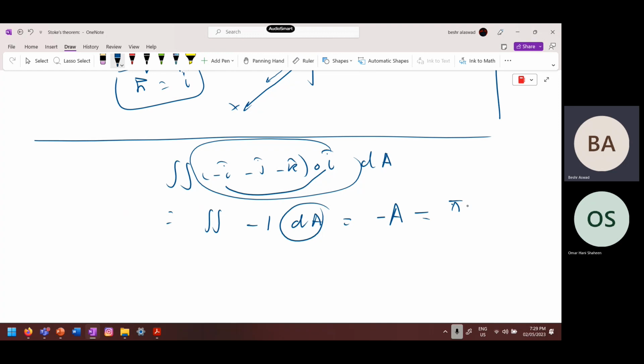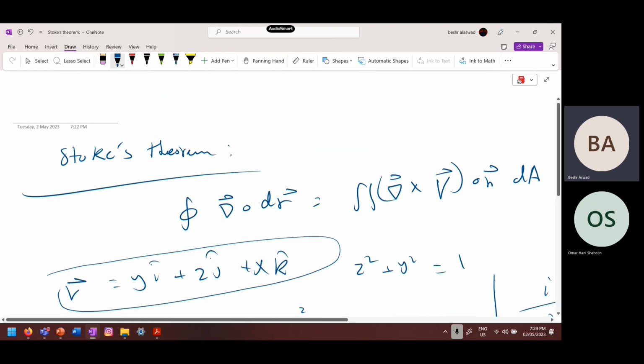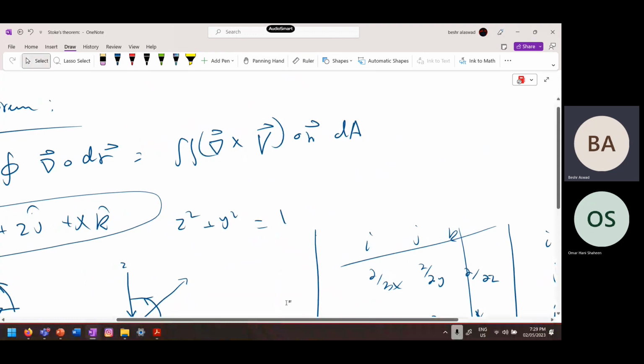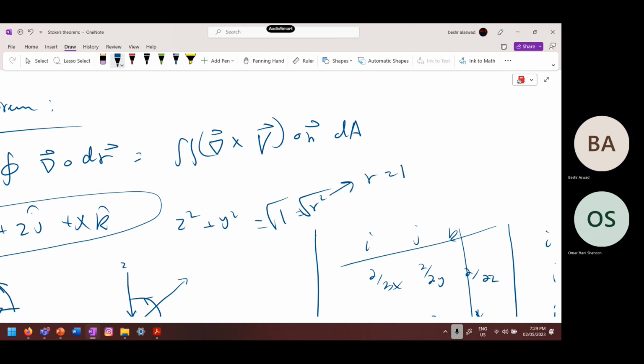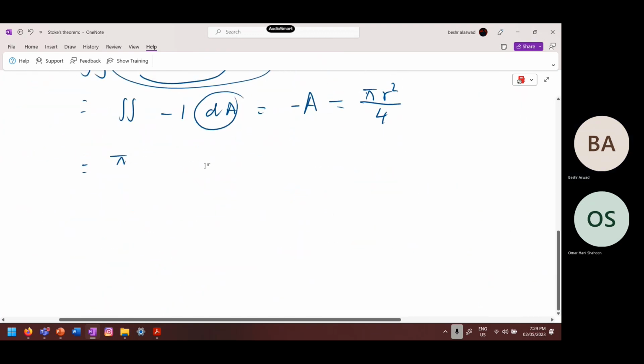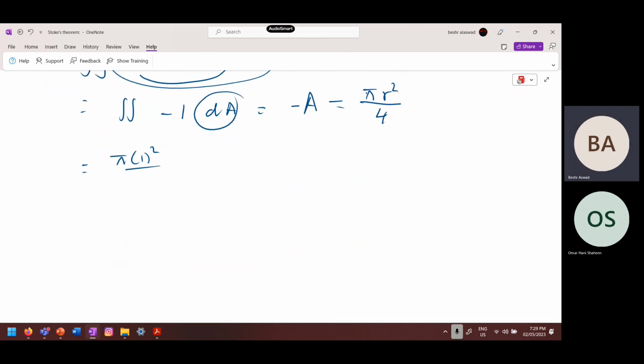Okay, what's the area of a quarter circle? We know that the circle has the area of pi r squared. Quarter, just divide by 4. So this gives you pi r squared over 4, and r is given previously here: z squared plus y squared equals 1, which is equal to r squared. Take the square root, and you will eventually get r is equal to 1. Okay, so pi times 1 squared over 4 equals pi over 4. And sorry, there's a negative here. So Stokes' theorem gives that the solution of this problem is negative pi over 4.